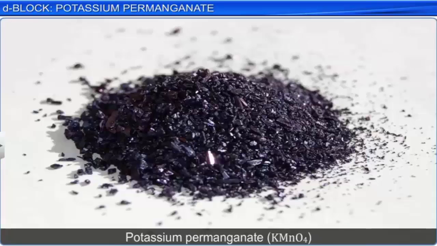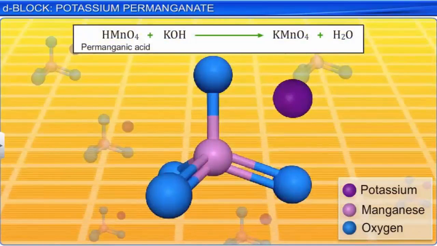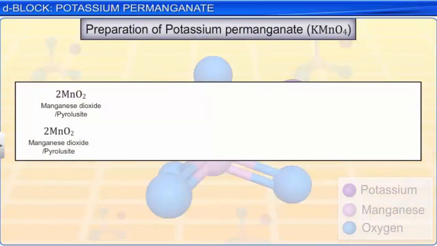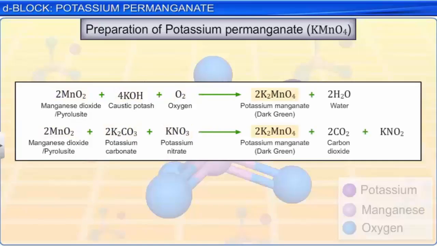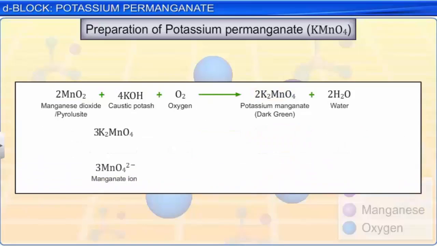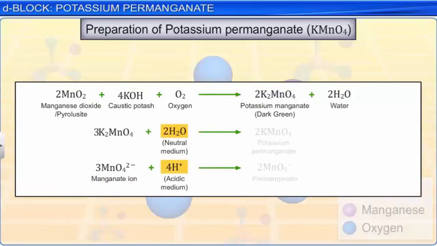Potassium permanganate is the most important and well-known salt of permanganic acid. It is prepared by fusing pyrolusite ore or manganese dioxide with caustic potash or potassium carbonate. In the presence of atmospheric oxygen or any other oxidizing agent like potassium nitrate, the reaction produces dark green potassium manganate, which disproportionates in a neutral or acidic solution to give potassium permanganate.